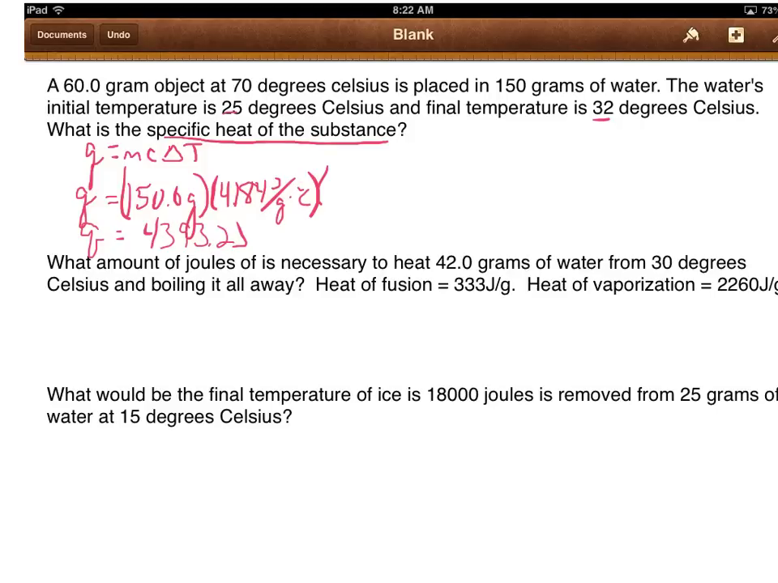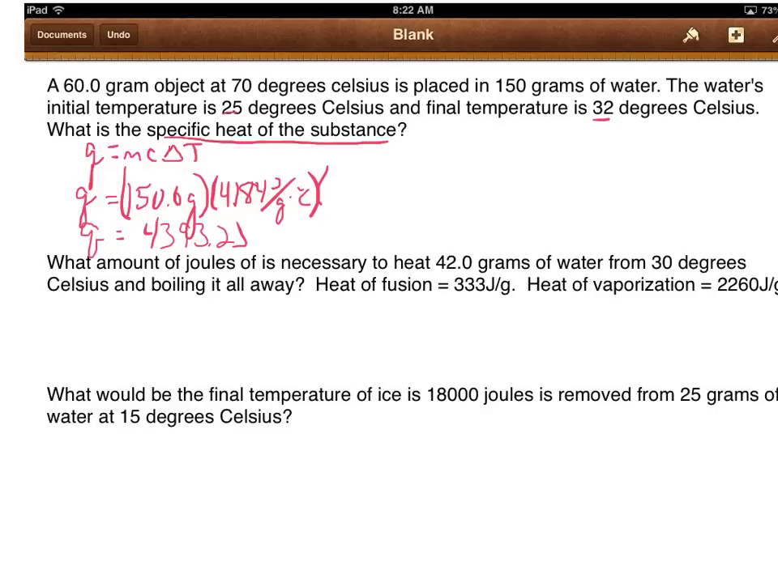So then what we can do is we can take that value and say, well, the substance lost that energy, so it's negative 4,393.2 joules, and then put it into the expression where the mass of the substance, 60.0 grams, times the specific heat, which we don't know, the C, times the delta T for this substance. And we know the substance started at 70 degrees Celsius, and anytime we put two substances together, they are eventually going to reach equilibrium. So that's where we get the 32 degrees Celsius.